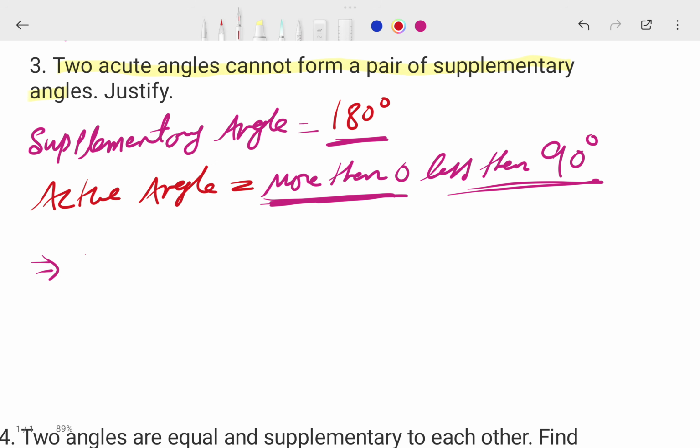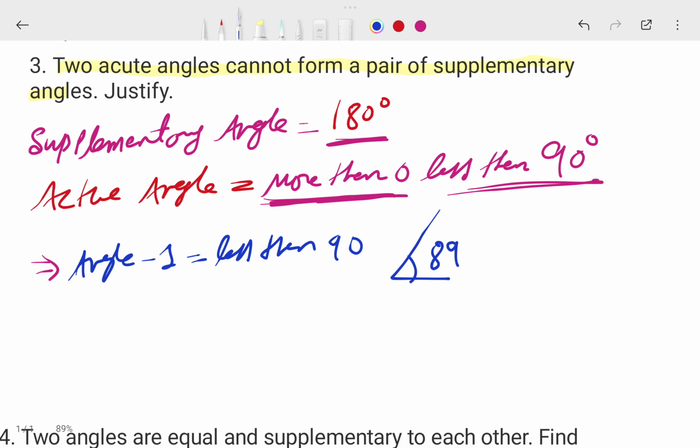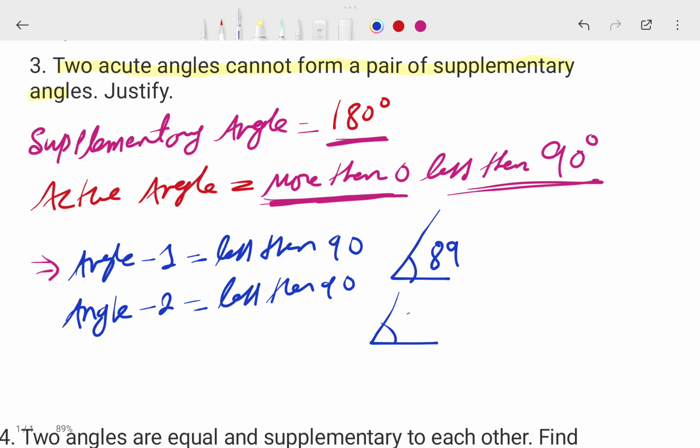Simple. Let's suppose angle 1 is less than 90, which means angle 1 could be 89. I will write a little bit more clearly here. Angle 2 is also less than 90, because an acute angle is less than 90 only and more than 0. So let's say this is 89 only.